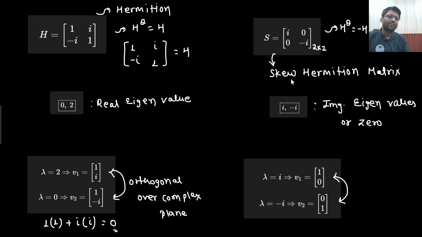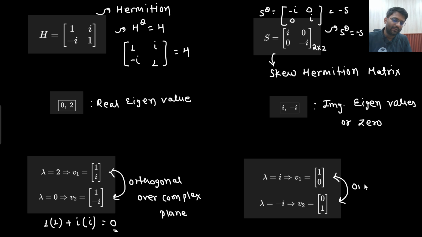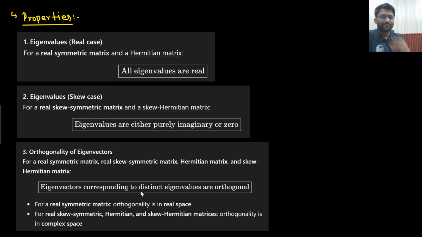You can calculate S conjugate. What will be S conjugate? Take the conjugate and then transpose. So 0, 0, and this is coming out to be minus S only. So yeah, this is the condition we are getting. S conjugate is coming out to be minus S. So it is skew Hermitian and they are also orthogonal. So we will write down all the conclusions, don't worry. They are orthogonal to each other. Understandable?